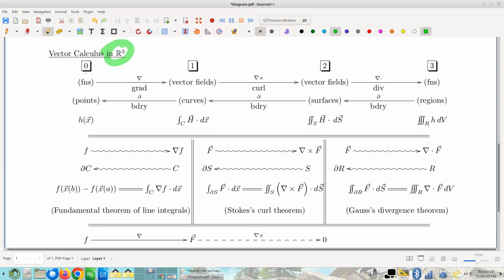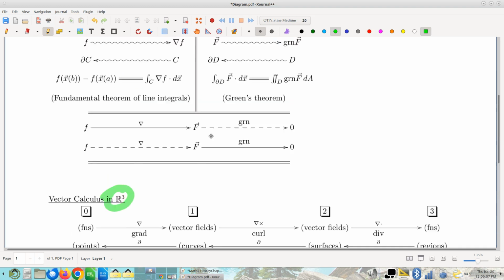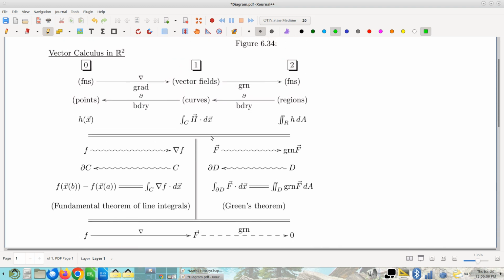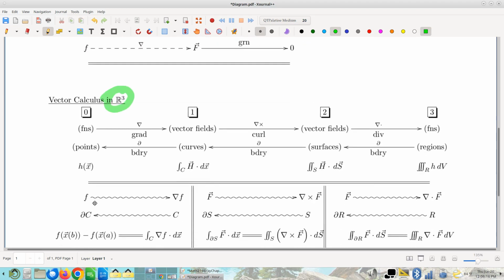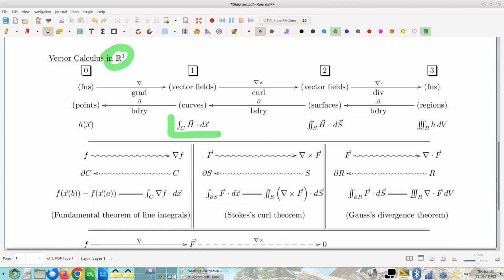3 dimensions. Right. There's no reason to talk about any of this stuff. The question we've been asked is not 2-dimensional. Don't look at the 2-dimensional diagram. Right? We're in 3 dimensions. We've been asked to compute a line integral.